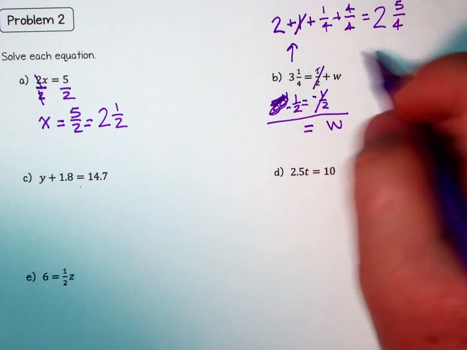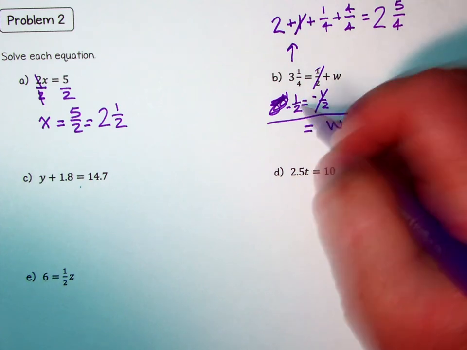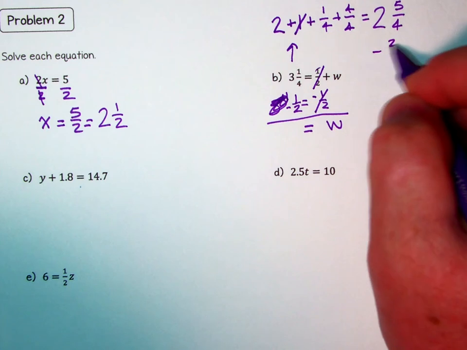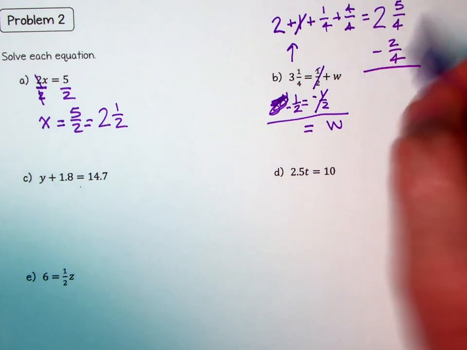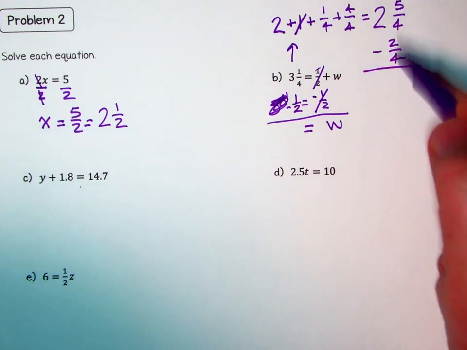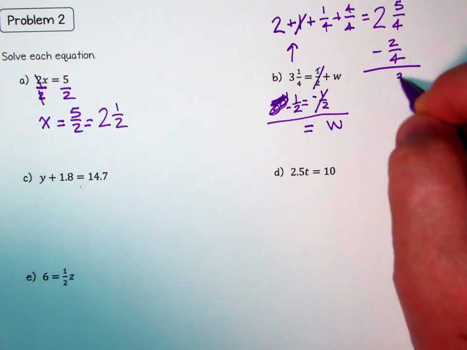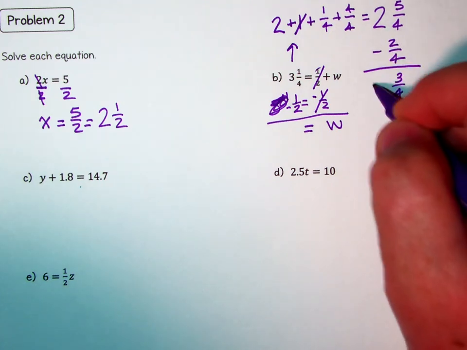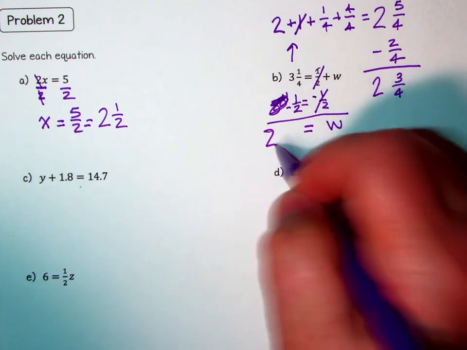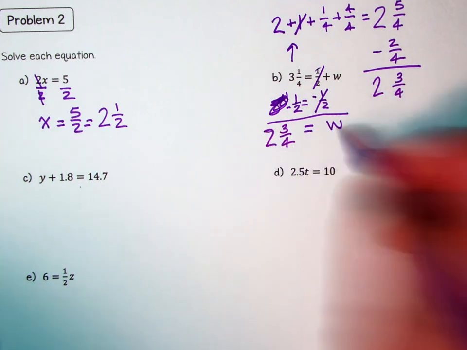And 1 half, if I make it into fourths, is going to be 2/4. So I'm doing 2 and 5/4 minus 2/4. So 5/4 minus 2/4 is 3/4. And then 2, there's nothing to do. So I get 2 and 3/4 is equal to W.